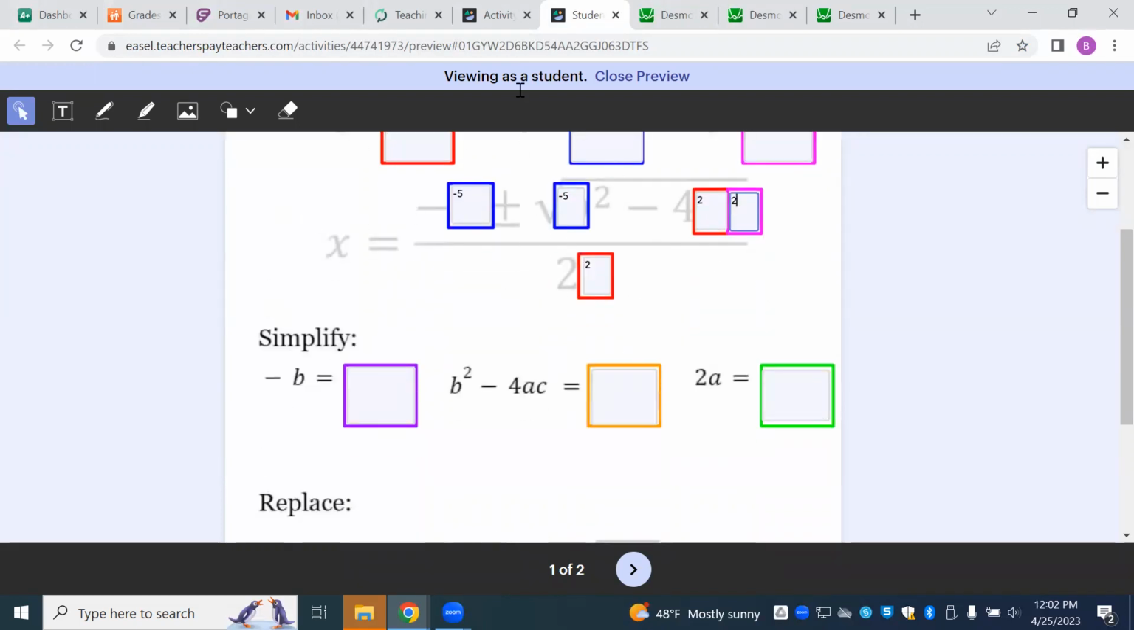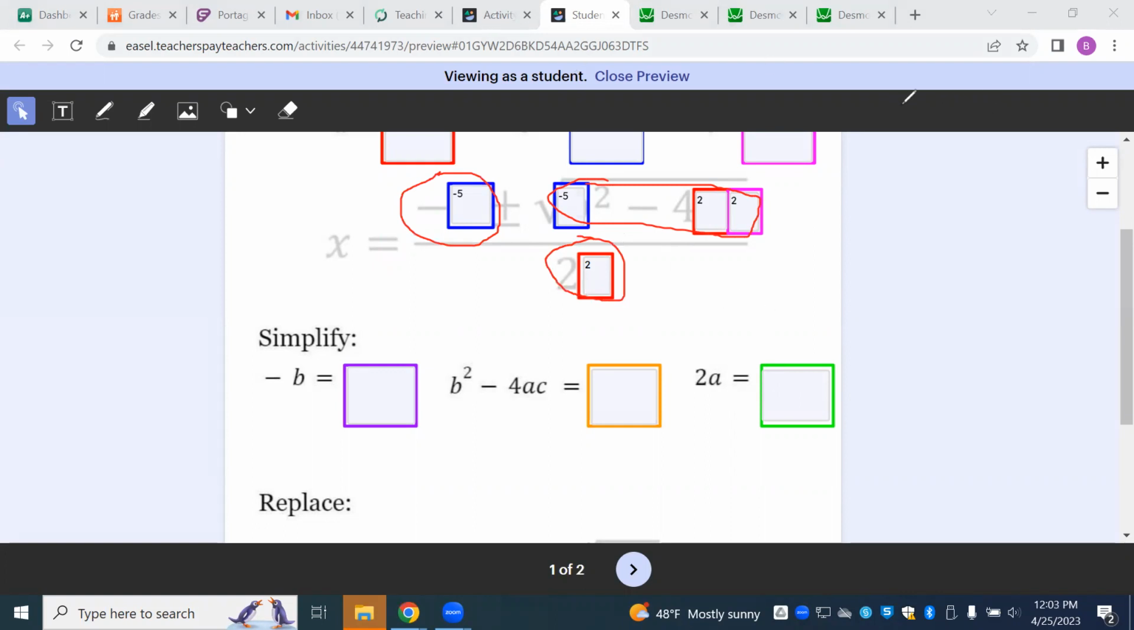So what we're going to do is clean up this formula. Basically, I'm going to figure out what this -b part equals. B squared minus 4ac is this part underneath the square root. I'm going to figure out what that part equals. And 2 times a is this bottom part here. What is this going to equal?